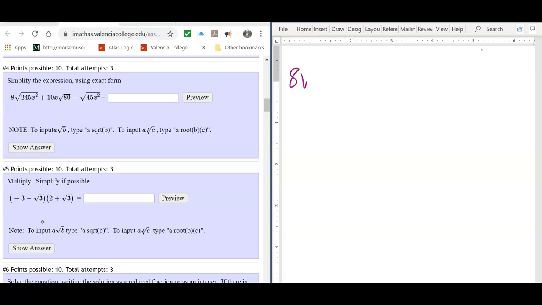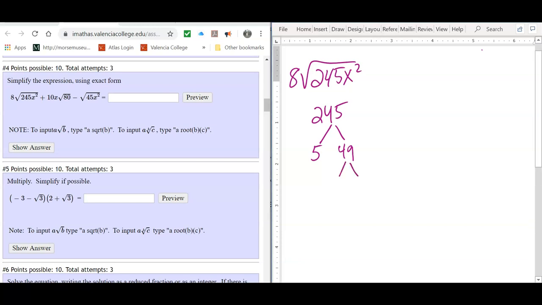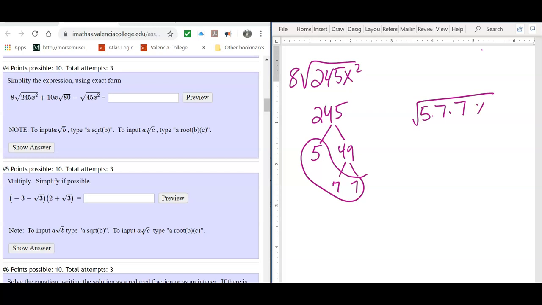So let's try 8 square root of 245 x squared. All right, so it's a square root, so I have to see, can I simplify it first? So 245, if I use my factor tree, that'd be 5, and that's going to be 49, and then I'm going to say 7 and 7. So my prime factorization is 5 times 7 times 7, and I'll expand out x squared as x times x. Now don't forget there's an 8 already on the front that's a coefficient. So my group size is 2 because I don't have one. If it's not one shown, we know it's 2.